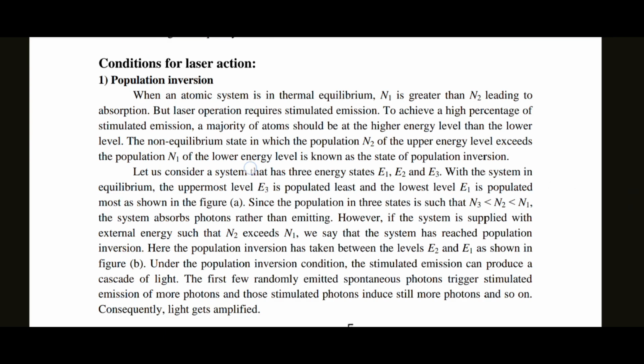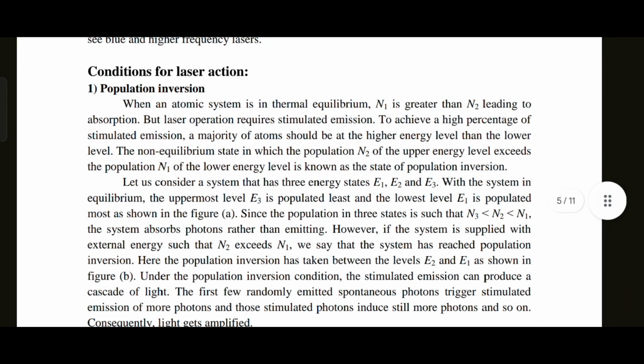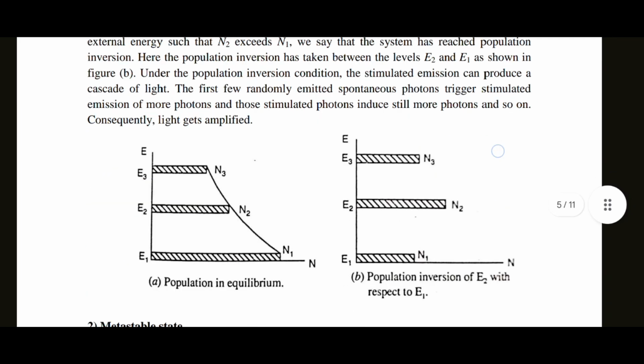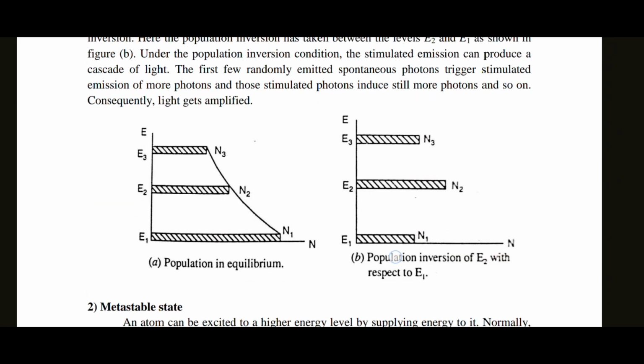Conditions for laser action. There are two conditions, namely population inversion and the metastable state. Population inversion is the non-equilibrium state in which the population N2 of the upper energy level exceeds the population N1 of the lower energy level. It is known as the state of population inversion.